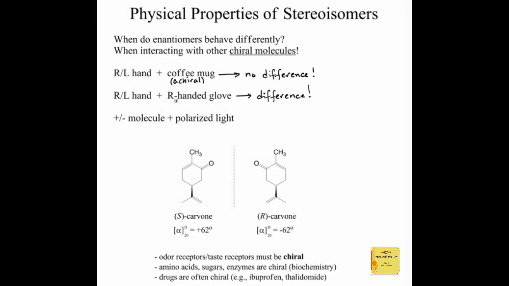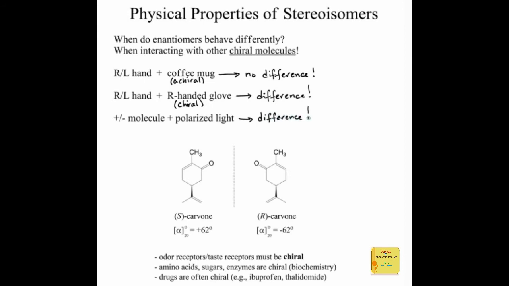But a right-handed glove is something that is chiral. And so when you bring in a chiral molecule with another chiral molecule, they are going to interact differently. So that's exactly an example of that. Now, we just saw that the two enantiomers are going to interact differently with polarized light, right? There's a difference there. One is going to be dextrorotatory, and one is going to be levorotatory.